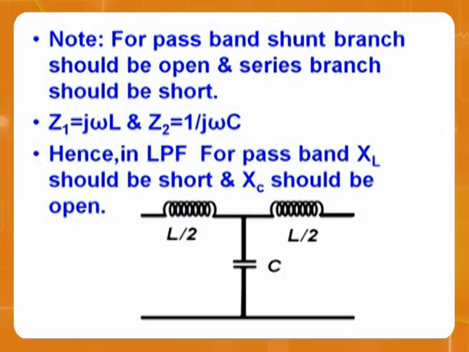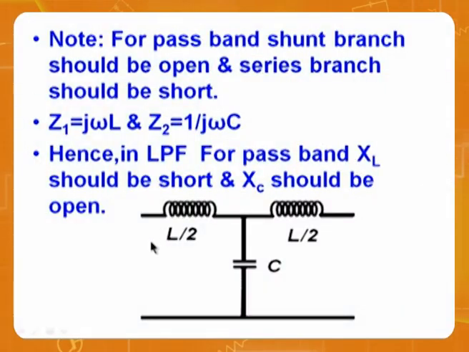Then let us see how to really go about it. For pass band, the shunt branch should be open and the series branch should be shorted. That means the series branch should act as zero resistance, so the signal goes through, and the shunt should act as an open circuit. That means output will go through the series branches. Hence, in low pass, for pass band, XL should be shorted and XC should be open. So this is what is happening as far as your definition is concerned.